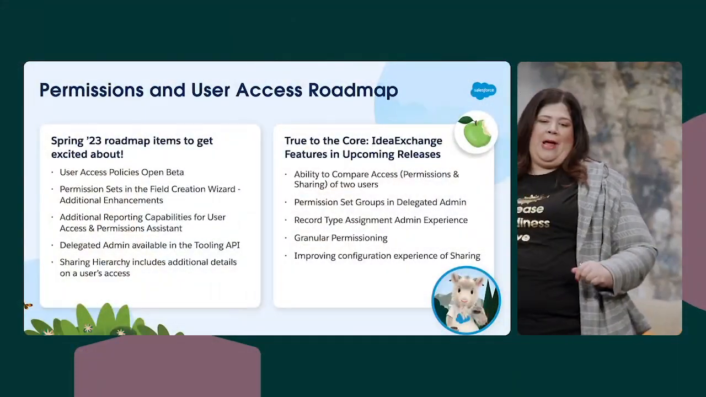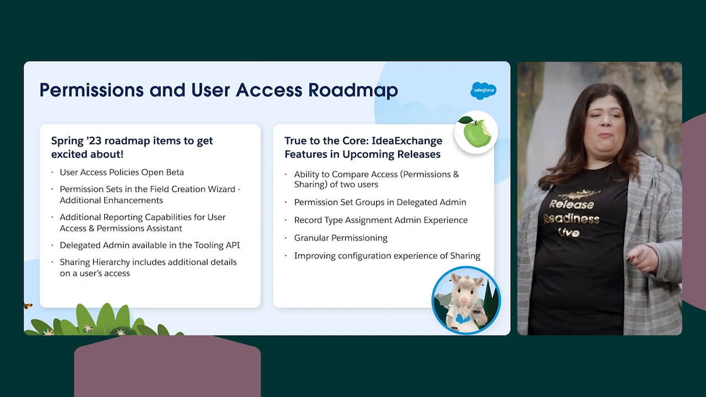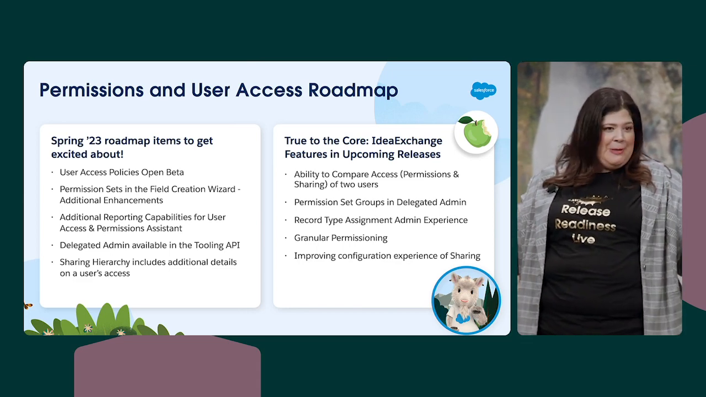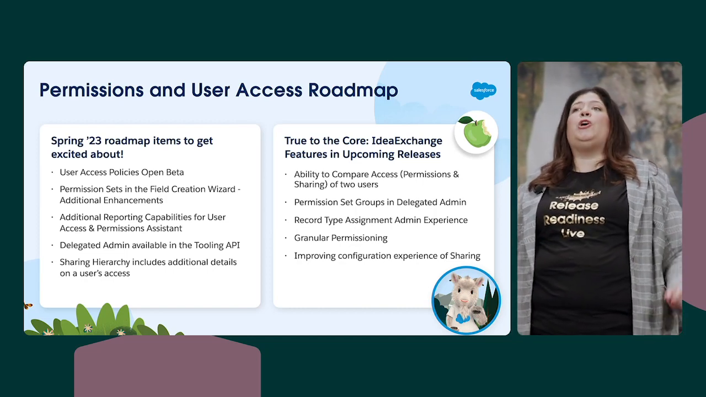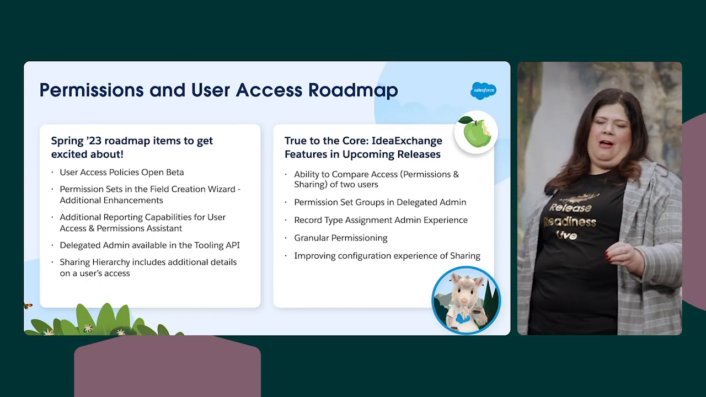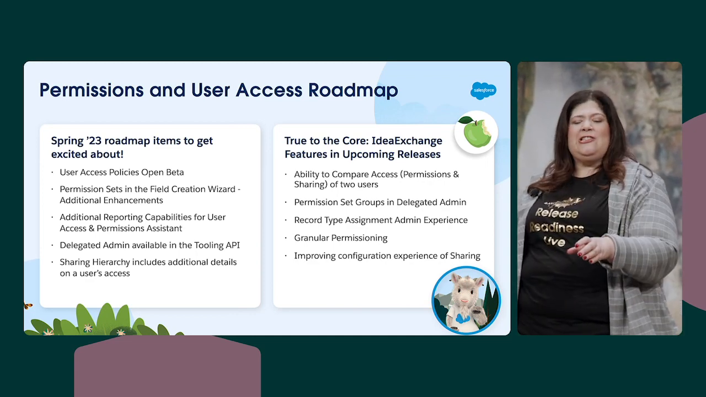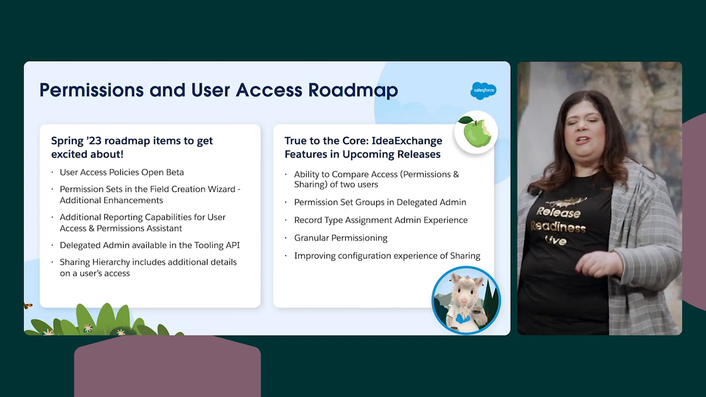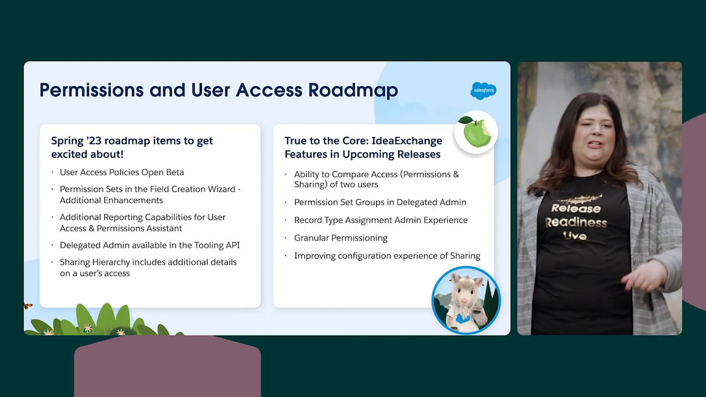Now, in release readiness tradition for Larry and I, we're going to share a little bit of our roadmap. So some things you should get excited for spring. User access policies, and forward-looking statement applies here. We're looking to get to an open beta, which means you can turn it on yourself. We're going to continue doing some work in the field creation wizard, and delegated admin is starting to get some love. And we're also going to be focusing on more true to the core features and listening to you on the idea exchange and in the community and on Twitter, and we're going to improve some stuff on sharing as well. And with that, I'm going to turn it back to Jillian for Q&A.